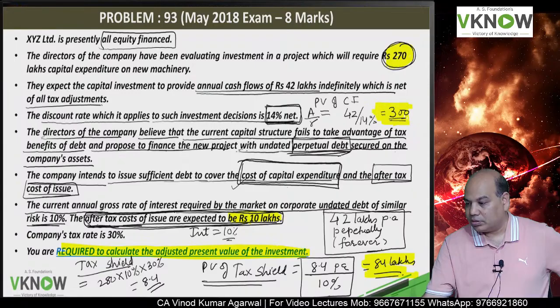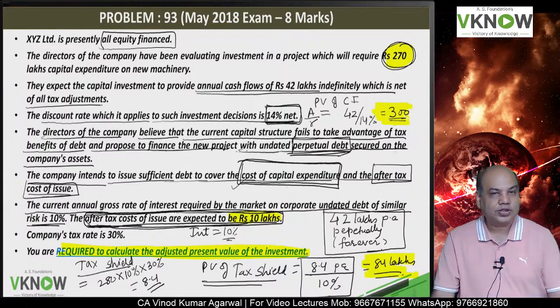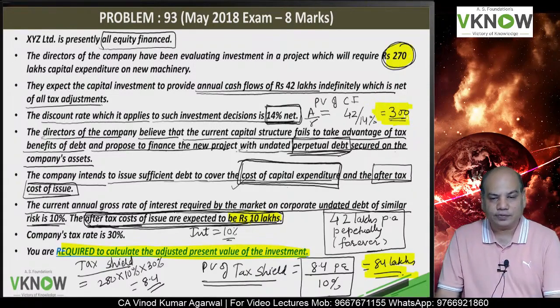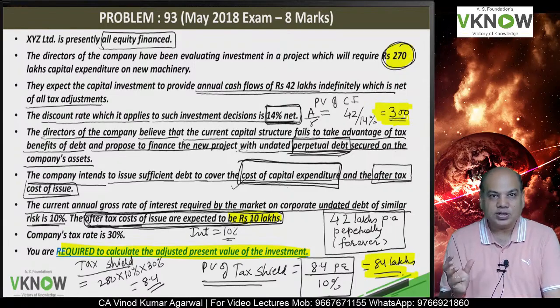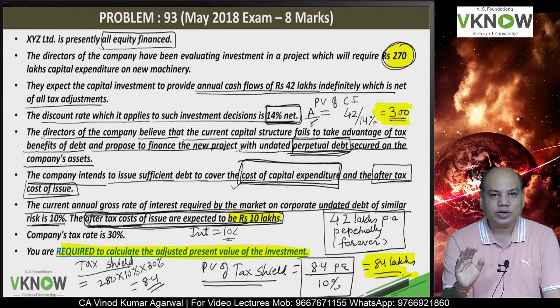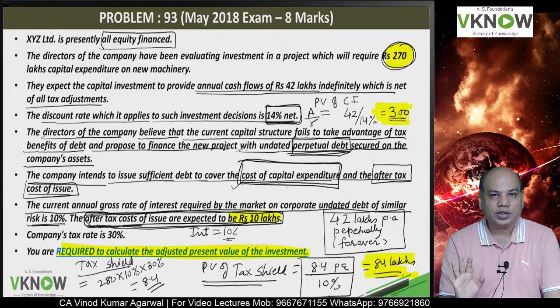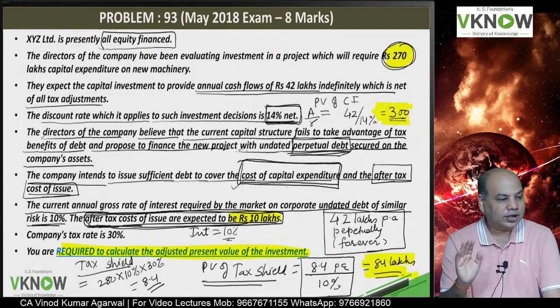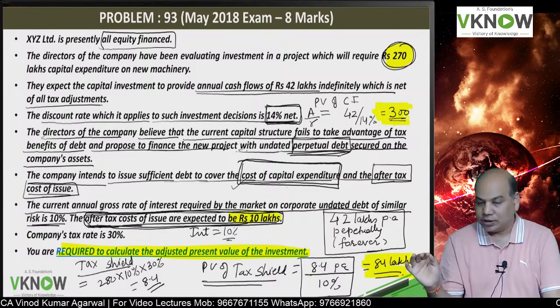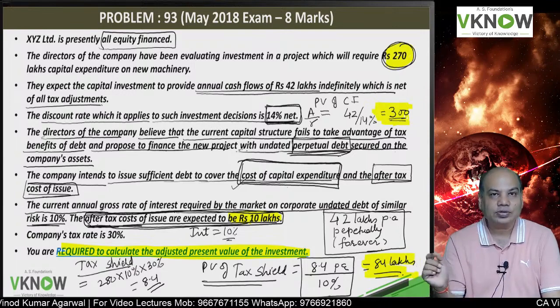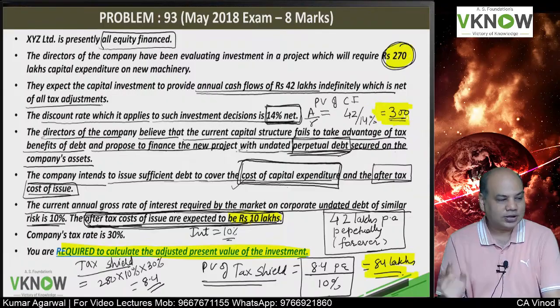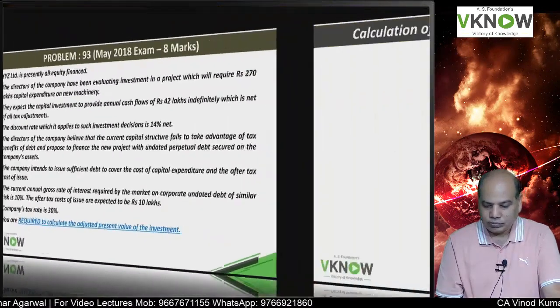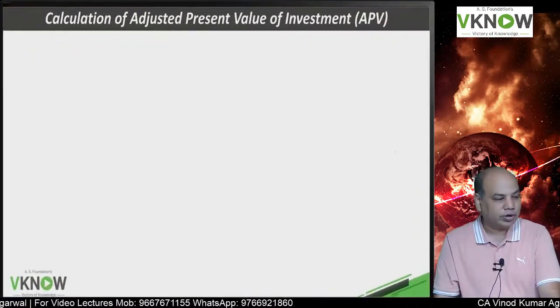So the adjusted present value will be 104 lakh. First base NPV: if the project is financed 100% by equity, your NPV is 30 lakh, then tax shield on interest 84 lakh minus issue cost 10 lakh, that is the answer. Very easy question but very important question.